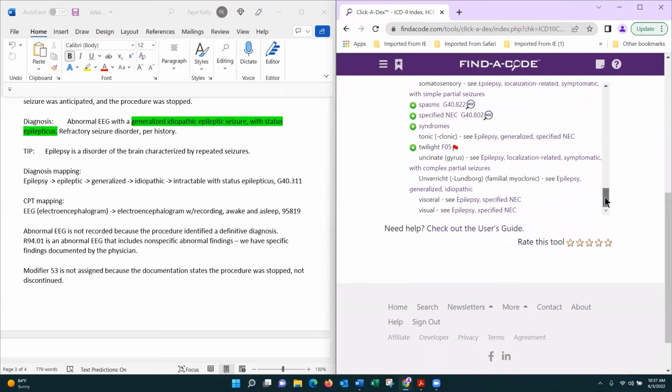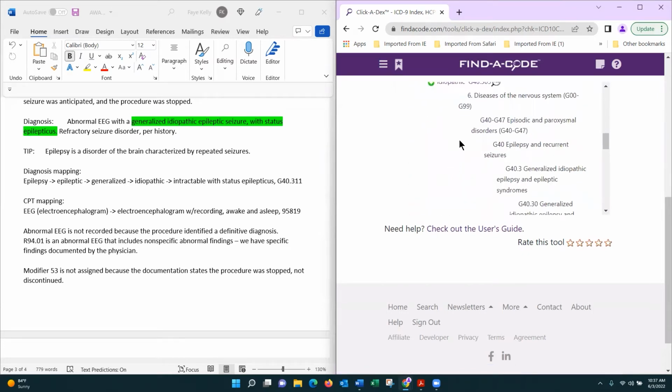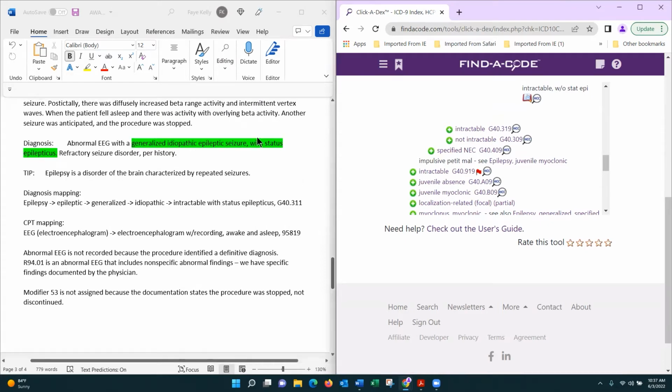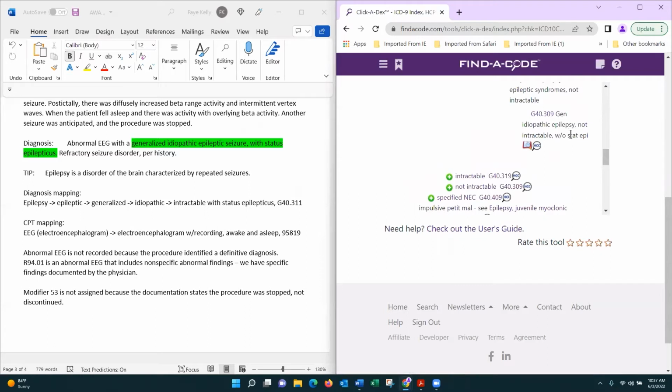Here we go. All right, generalized. Idiopathic. All right, keep scrolling down. And the next diagnosis, the next adjective that I have here is... open this up. Oh, wait. I may have to broaden it up myself.